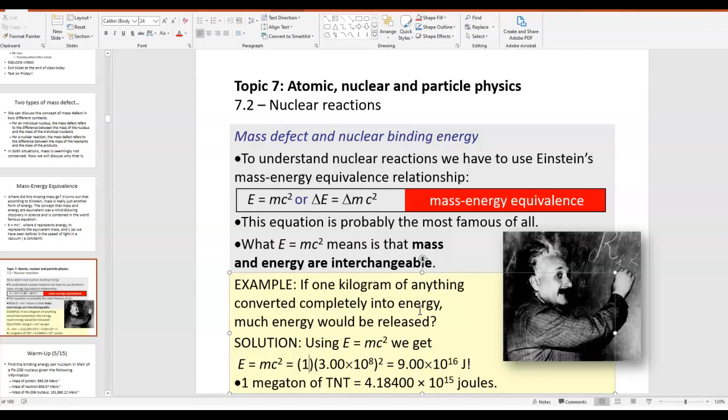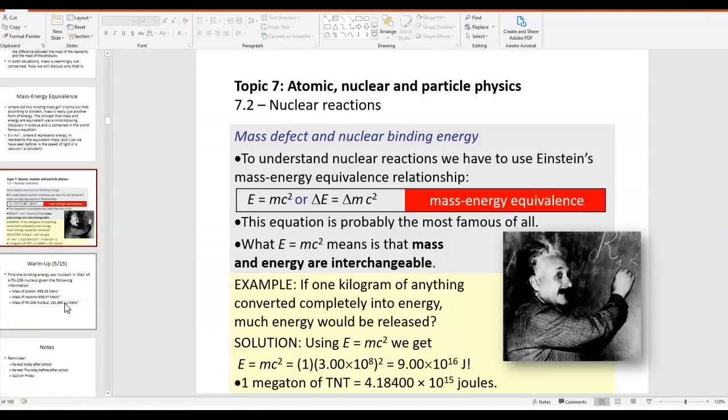Just to give you an idea, 1 megaton of TNT, 1 million tons of TNT, is about 4 times 10 to the 15 joules. So 1 kilogram converted to pure energy would be about 20 megatons of TNT. Mass has a lot of energy contained in it. Now, of course, it's not that easy to get that energy out. You can't just throw something in a furnace and get all this energy out.